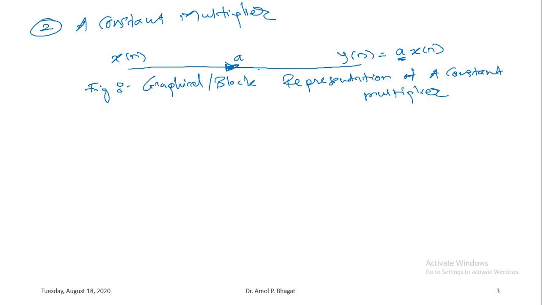Again, if you observe the output of this constant multiplier y of n, it depends on the current input x of n and the constant, which is used to scale that input. Therefore, again, it doesn't require any memory. So again, this operation is memoryless.